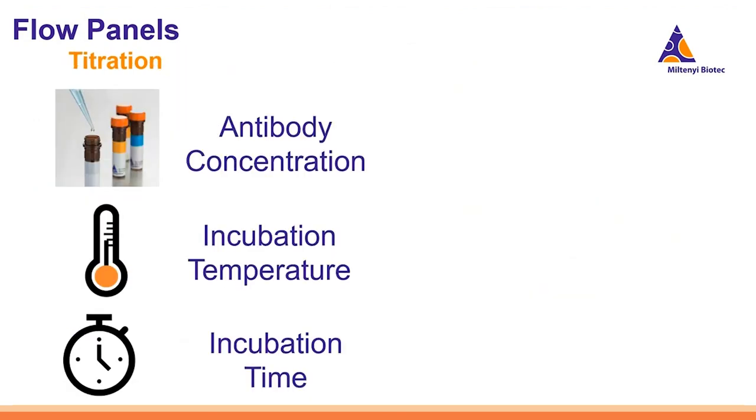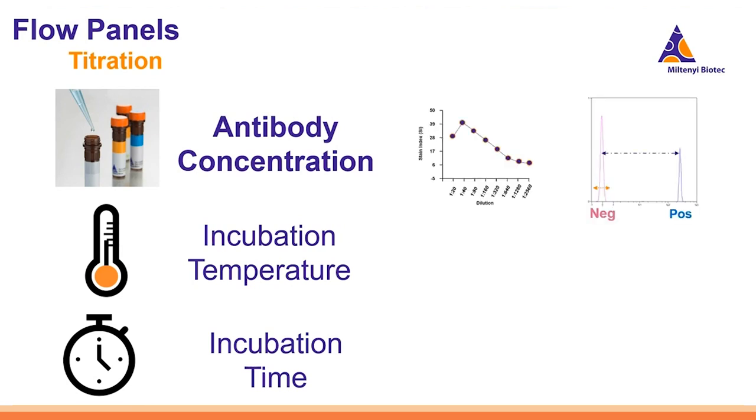After you've chosen your fluorophores and your antibodies for your flow panel, it also is important to titrate your antibodies to ensure consistent performance over time. And what a titration is, it's all about varying the antibody concentration while keeping the incubation temperature and the incubation time constant. So you will need to find a temperature and a time that works well for whatever cells you're staining, and keep that constant while varying your antibody concentration to maximize what's called your staining index. So you would add maybe a twofold dilution of your antibody to see what gives you the best staining index.